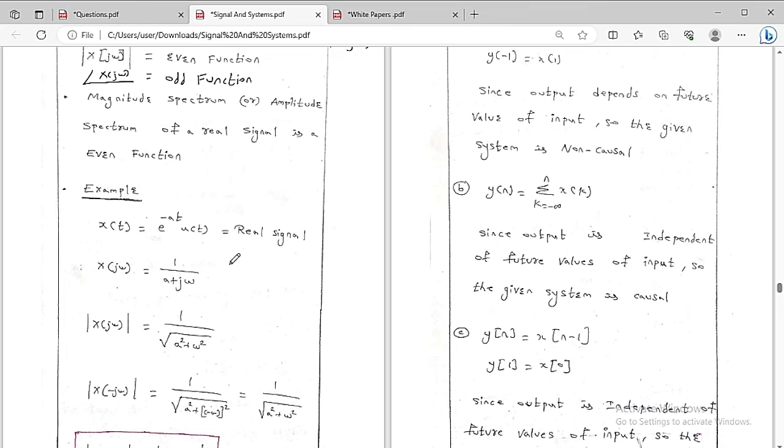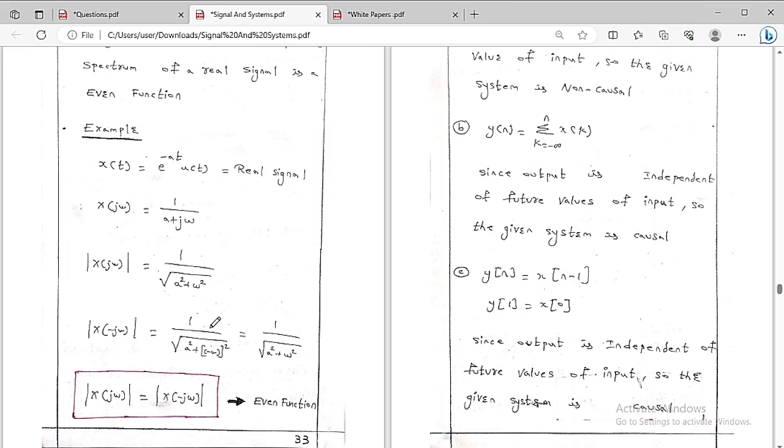Now I want to find only the magnitude part, which is magnitude of X of j omega equal to 1 by under root of a squared plus omega squared. If you replace omega by minus omega, you are going to get 1 by under root of a squared plus minus omega whole squared, which is nothing but 1 by under root of a squared plus omega squared. So magnitude of X of j omega is equal to magnitude of X of minus j omega. Therefore it is an even function, or symmetric with respect to the y-axis.